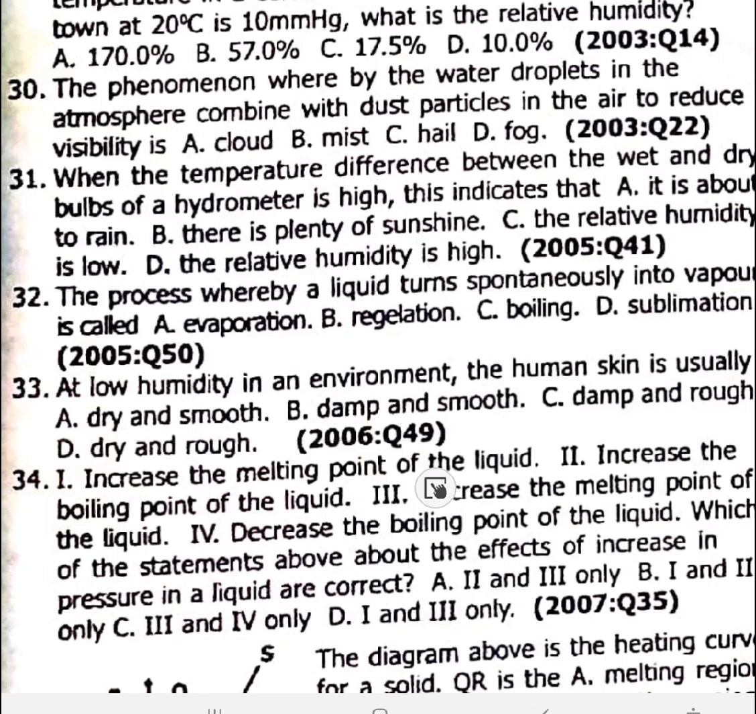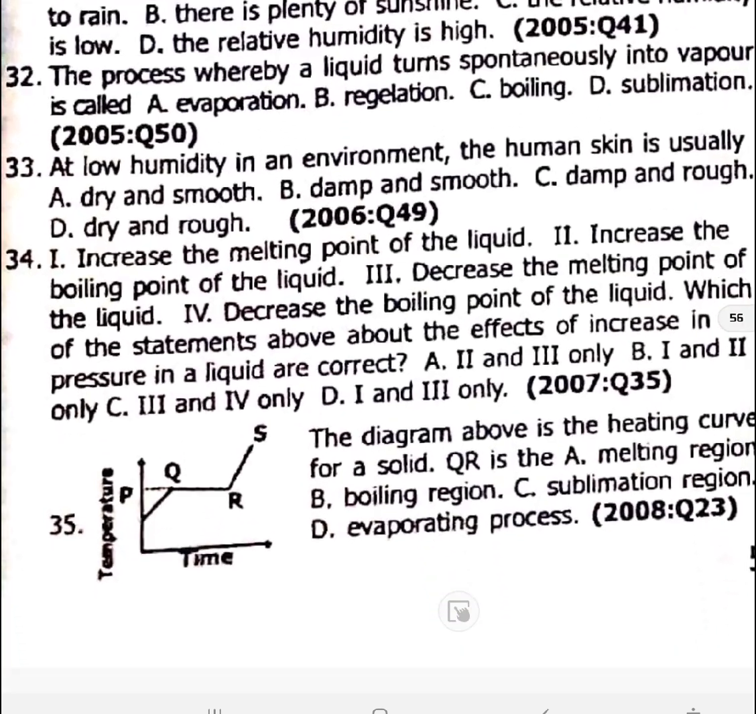Let me see. Increase the boiling point of a liquid, and increase the boiling point and decrease the melting point of a liquid. Which of the following statements above about the effect of the increase in pressure in a liquid are correct? 34 is option A.